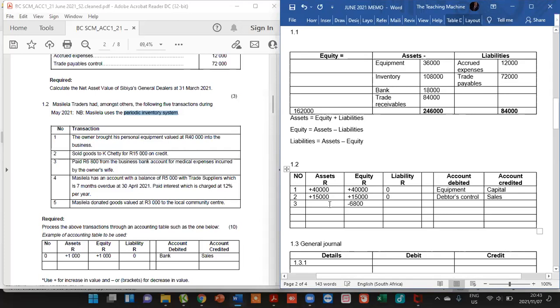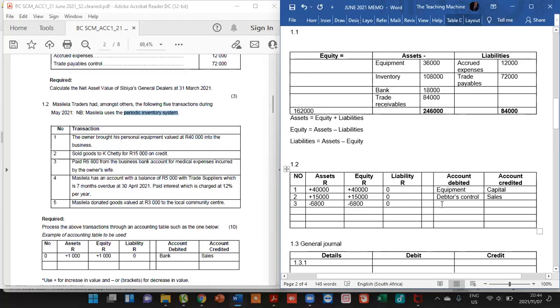Okay, now 6.8 will affect the business's bank account. So it's a minus 6.8 because the business bank account will decrease by 6.8. Okay, what makes me say it will decrease? Because of the word paid. Okay. Yes, Nompumelelo, it's withdrawal of money. It's a withdrawal of money. Thank you very much. Are we owing anyone? No, no liabilities involved. Zero.